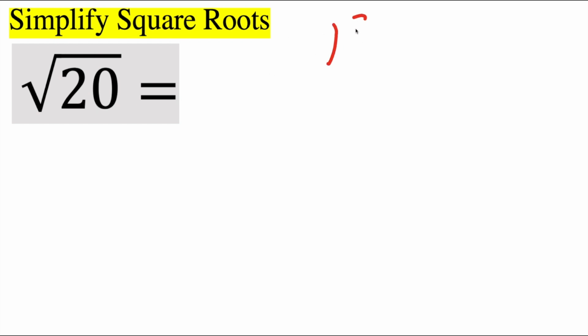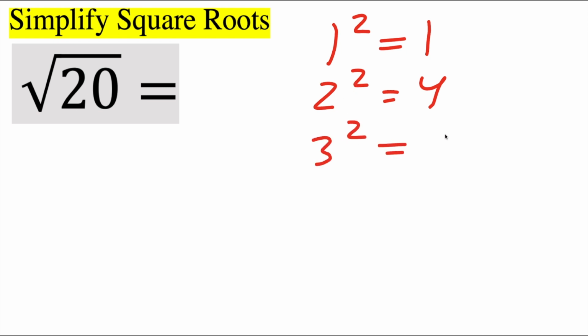So 1 squared is 1. 2 squared is 4. They're perfect squares because each is a number times itself. That's why it's called a perfect square. 3 squared would be 9. 3 times 3 is 9. And 4 squared would be 16. These are all perfect squares.